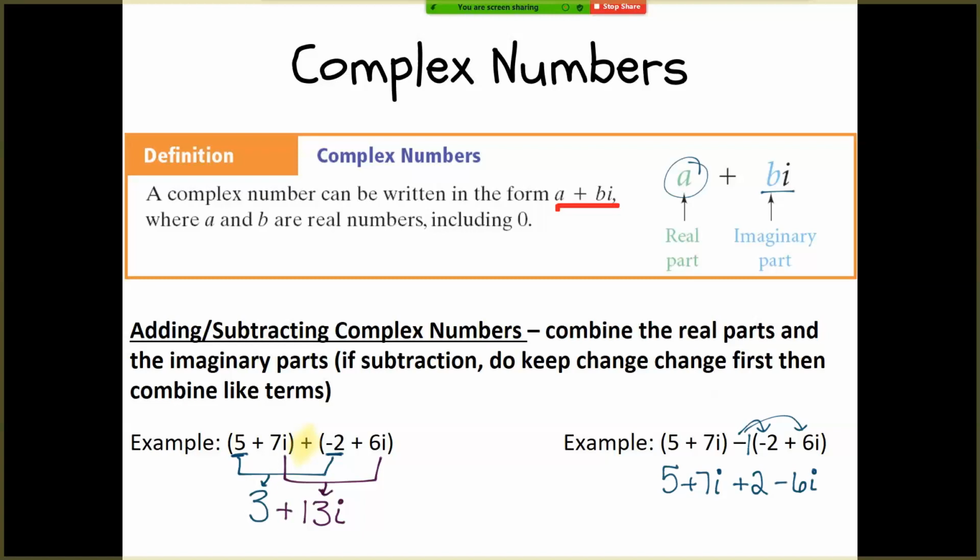Now we have a problem just like the one on the left. Combine your real parts with your real parts, your imaginary with your imaginary to get your final answer. So 5 plus 2 gives me 7. And then 7i minus 6i gives me 1i, or you could just write i. So 7 plus i or 7 plus 1i, either answer works there.